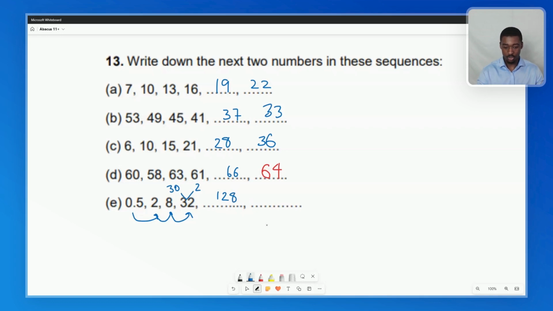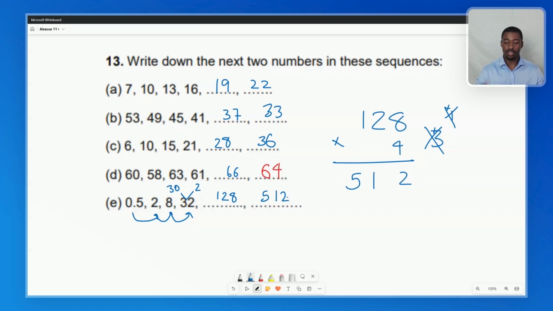And then we have 128 times 4. Here it might be quicker to do it using our normal method, our non-mental maths method. 8 times 4, 32. Carry the 3. 2 times 4, 8. Add the 3, 11. 1 times 4, 4. Add the 1, 5. 512. These are our answers.